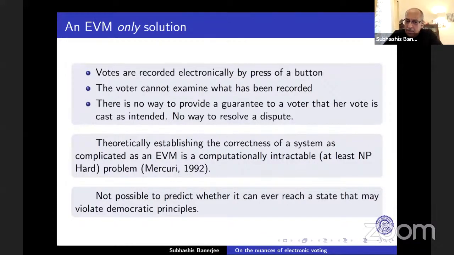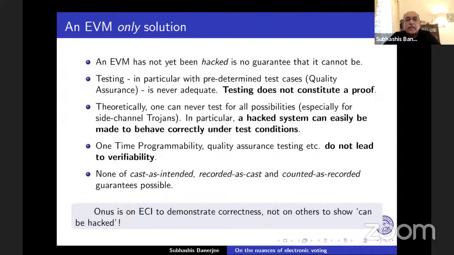So if you cannot ever prove that it is correct, there is no way to predict whether it will ever reach, an EVM can be in a million states, right? So whether any of these states will violate democratic principles or not is something that is impossible to ascertain. So whether an EVM can be hacked or not is actually an irrelevant question. It's irrelevant because that question can never be answered. If it's hacked, it is hacked. If it is not hacked, then you don't know whether it can be hacked or not. So that's not the way to look at the problem. That an EVM has not been hacked is no guarantee that it cannot be hacked, right?